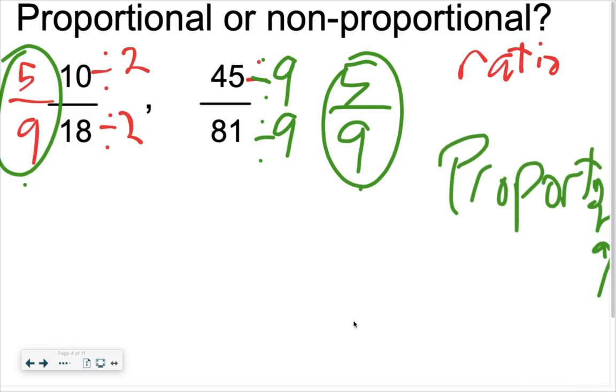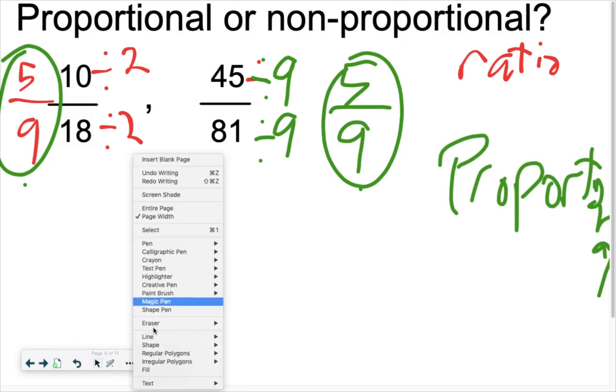Ran out of room on that. I apologize, guys. But there's another way we could go about doing that. And when we look at that, that's where we could use what is called the cross product.